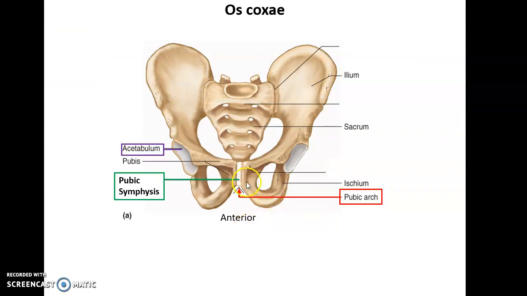All right, we also see that there is a joint that connects the right and left os coxae together. It is a cartilaginous joint made of fibrocartilage, and it's called the pubic symphysis. And then this angle between the pubis bones is referred to as the pubic arch.